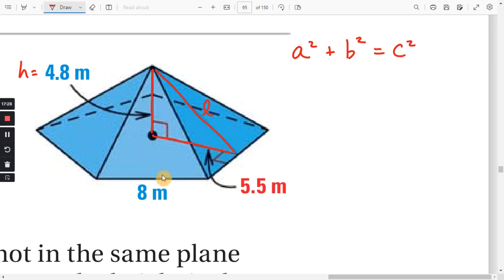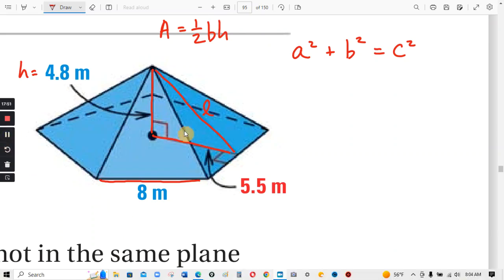Okay, use Pythagorean theorem to find L. Once you do that, that's going to be the height of one of the triangles. Okay, you can see the base of each triangle is 8 meters, and then use this as the height of the triangle. Remember, the area for a triangle is 1/2 base times height. So see if you can get the area of each triangle.